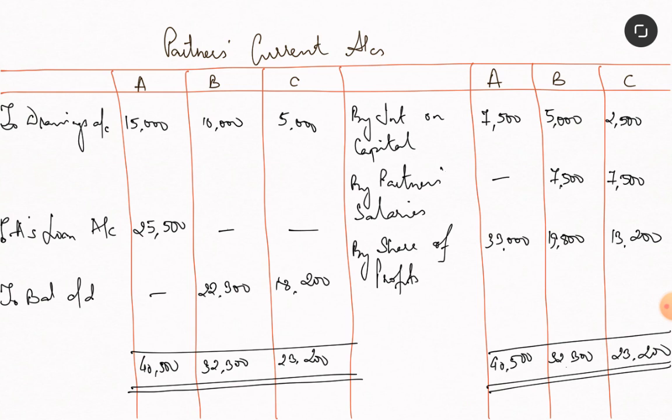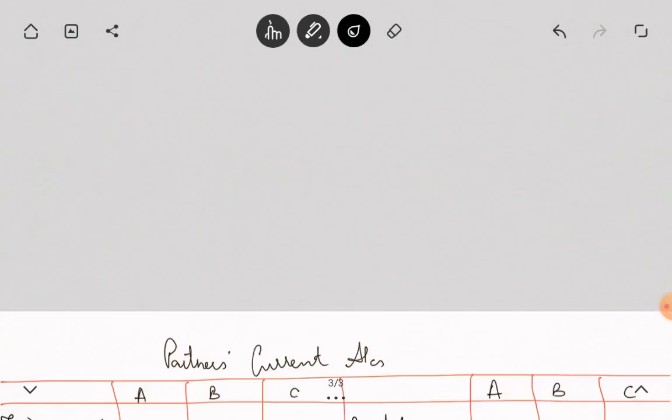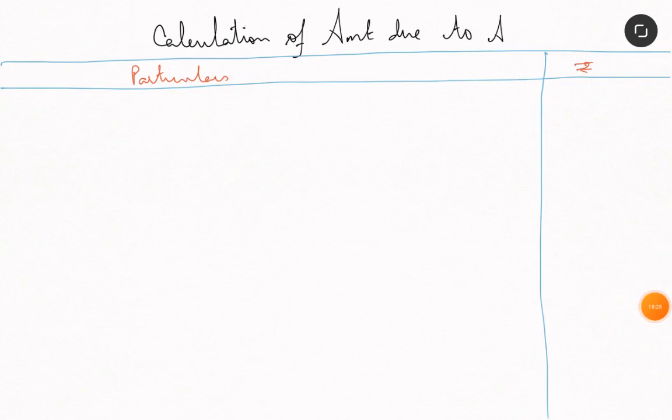Now they've told us to also determine the amount due to A. No loan account is required. So when they're saying that we have to prepare the amount due to A where there's no account required, we should not open the loan account for A. Rather, we should just prepare a statement format. So let's open a statement, calculation of amount due to A. I've prepared a statement in the form of a table. So particulars and rupees, 2 columns.